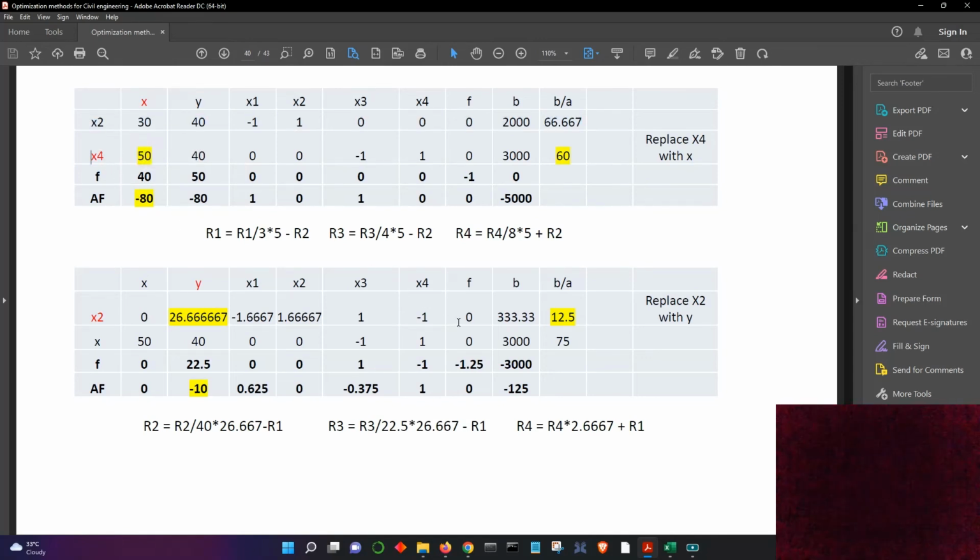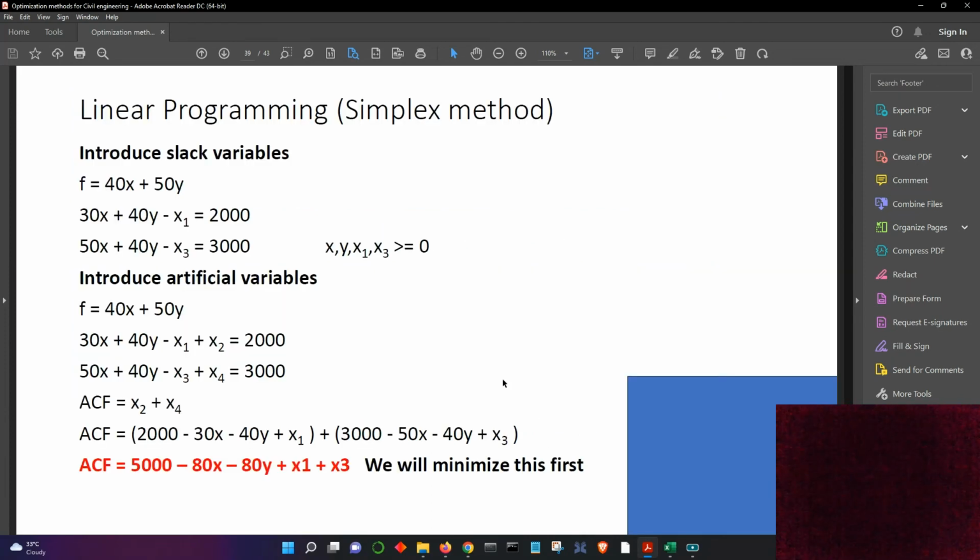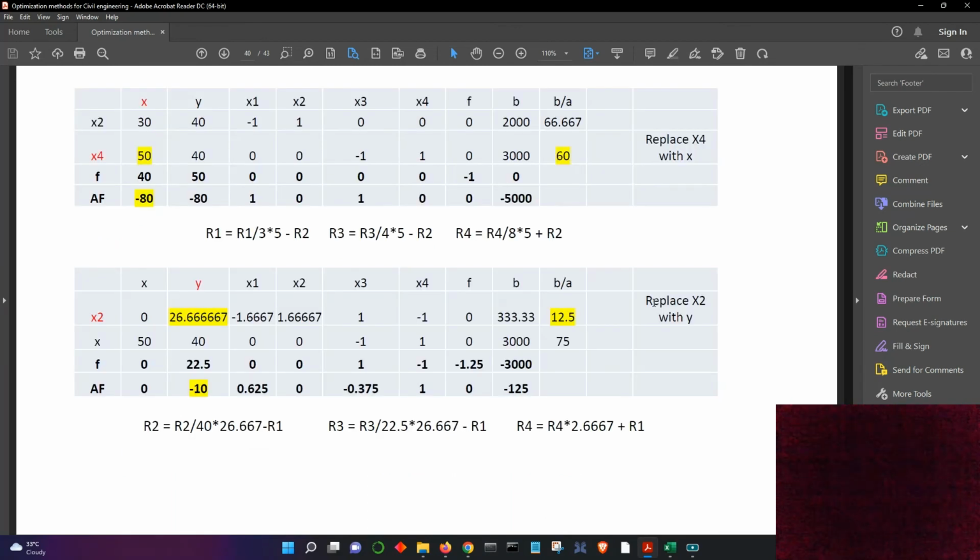So at present, one thing I forgot to mention is when you are minimizing this artificial variable function, the basic variables actually are going to be x2 and x4, that we can see from this particular table also. See this table, you have x2 coefficient as 1, all the other things are 0. You have x4 coefficient as 1, all the other things are 0.